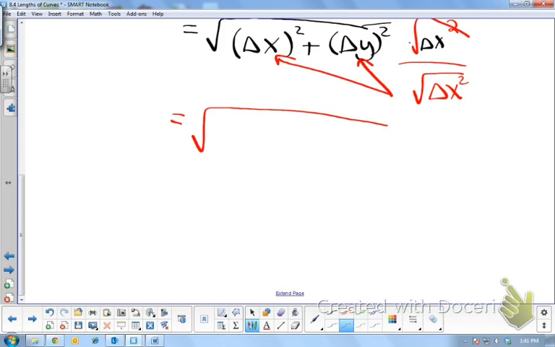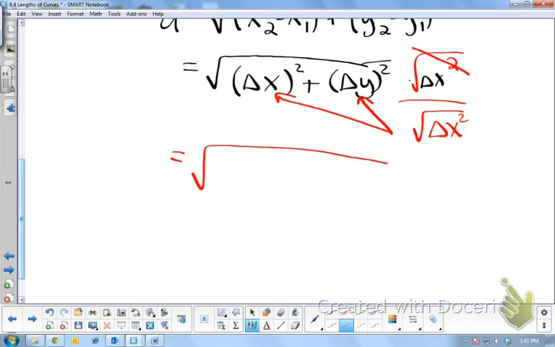So we're going to bring that delta x squared inside to interact with the rest. So we really have delta x squared divided by delta x squared plus delta y squared over delta x squared. And then canceling the square root and the squared outside, we just have delta x outside. What do you see that we can simplify? Delta x squared over delta x squared would be 1. This whole thing becomes 1.